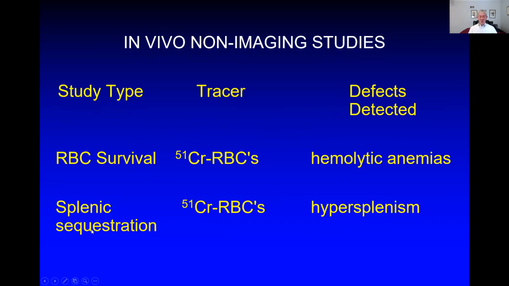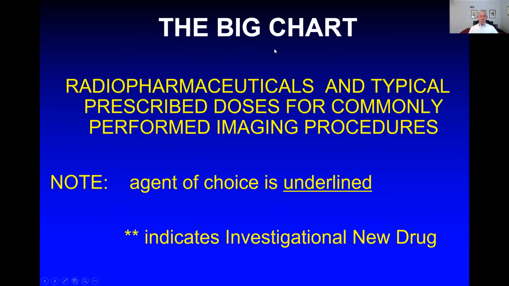Red cell survival, splenic sequestration study. Almost nobody is doing chromium. It's very hard or impossible to get it now. But we used to do red cell survival and splenic sequestration as in vivo but non-imaging. We never imaged the patient. We counted blood samples and made those determinations.